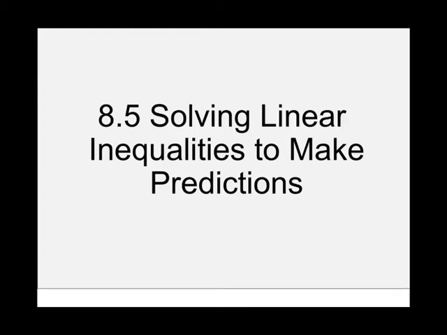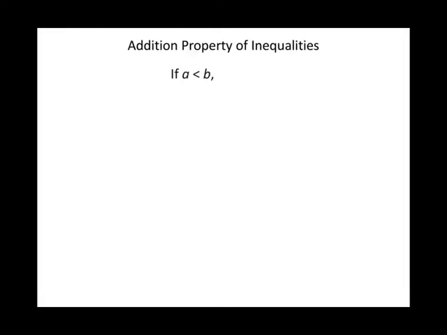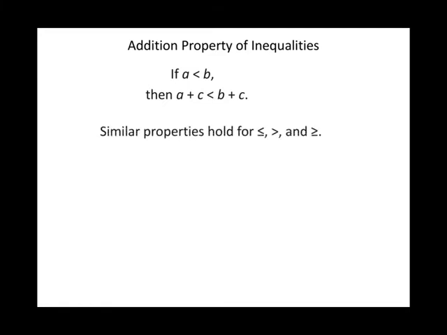Session 8.5: Solving Linear Inequalities to Make Predictions. Addition properties of inequalities. If A is less than B, then A plus C is less than B plus C. This is the same idea as for the equation. Whatever C you add on the left-hand side, you do the same thing on the right-hand side. And the inequality sign doesn't change. Similar properties hold for less than or equal to, greater than, and greater than or equal to.